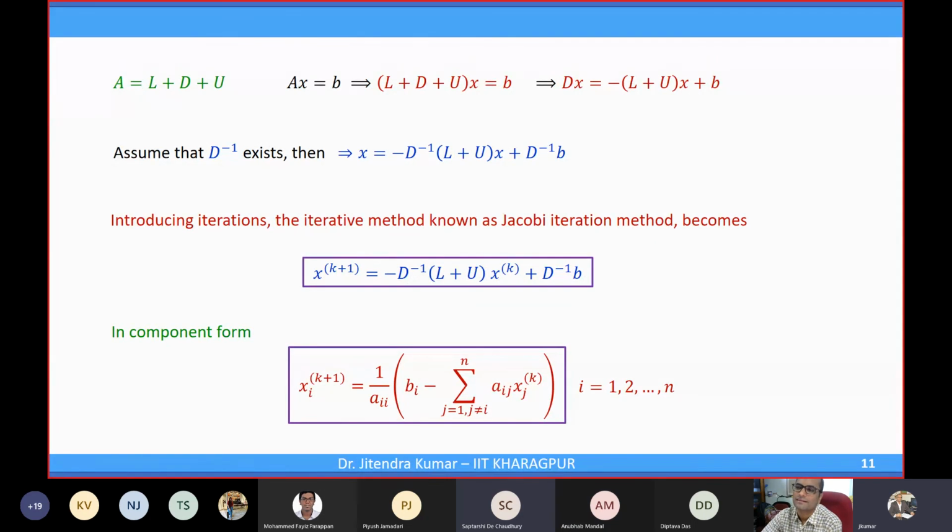Sir, if we found one eigenvalue, then how to get the eigenvector? Means we have to solve the determinant, to put it in the matrix.